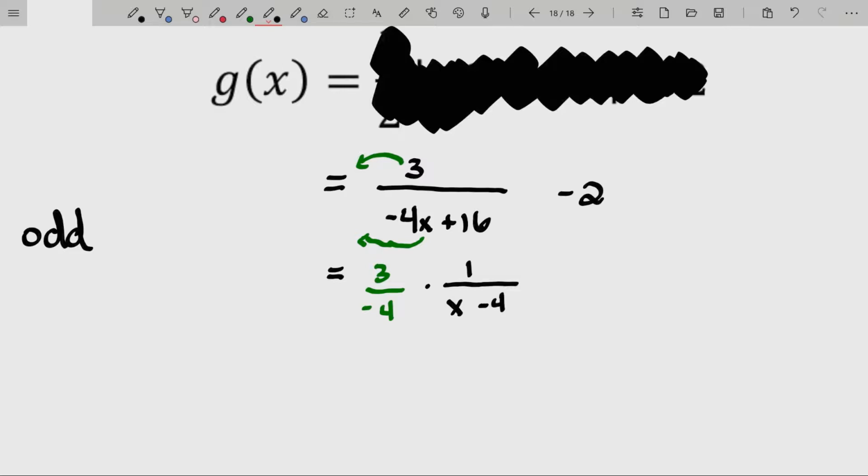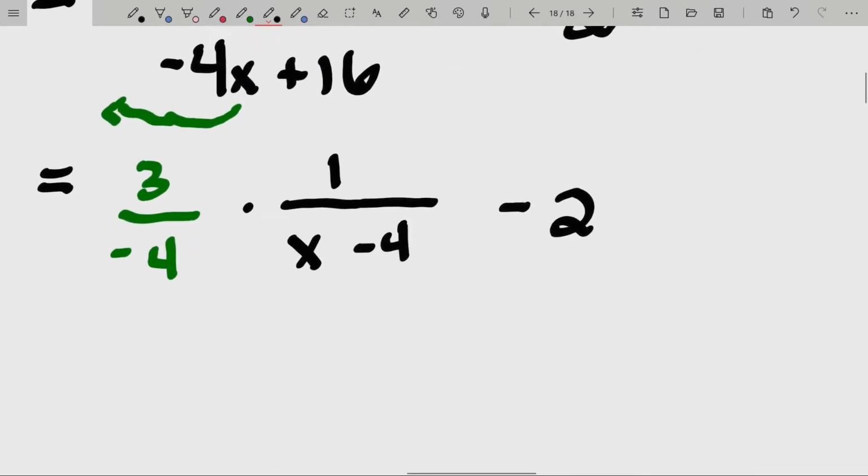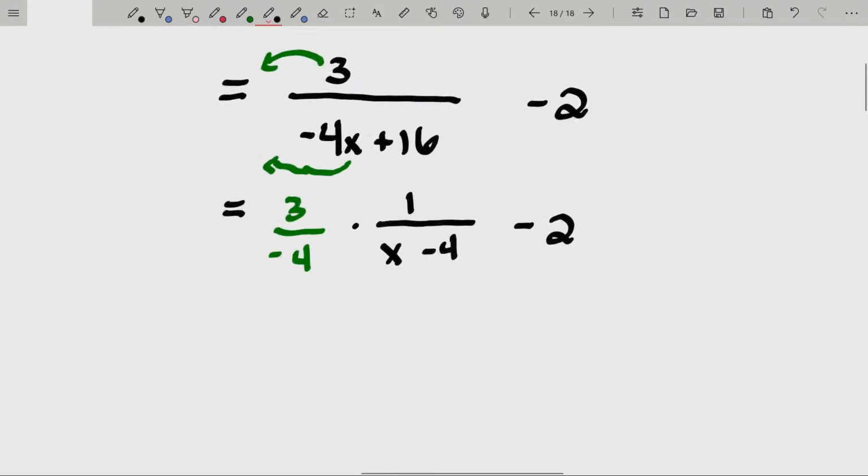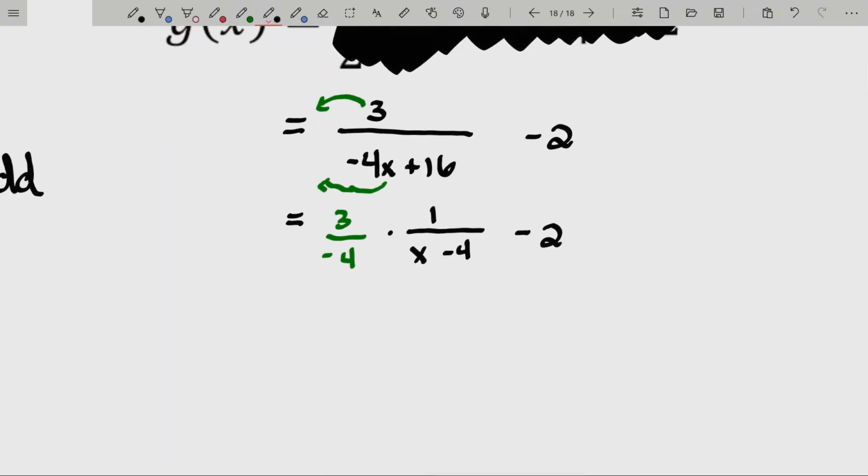You guys should be okay with that. And then the minus 2 is just hanging out back. And this tells us the actual shifts, right? We see there's a vertical shift of negative 2 and a horizontal shift of 4 units to the right. I'll again explain that in a moment, but let's go ahead and deal with this.